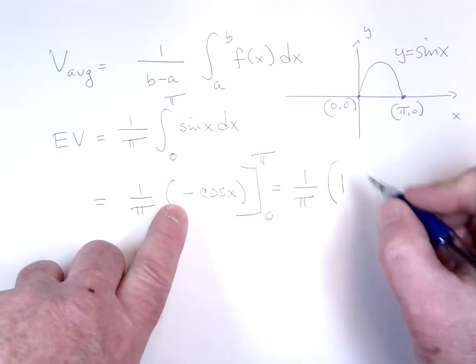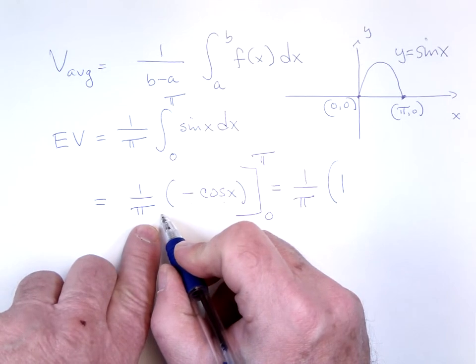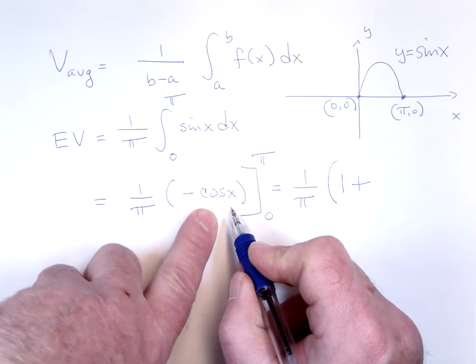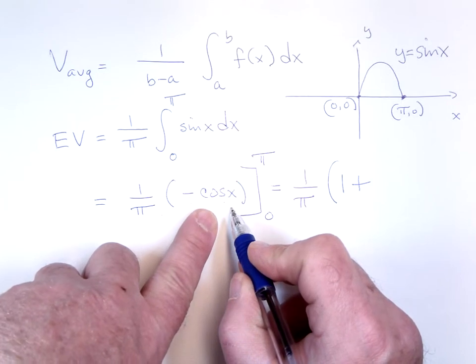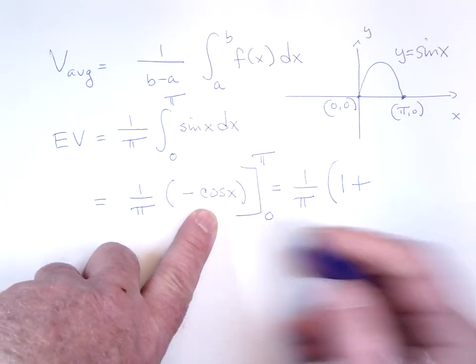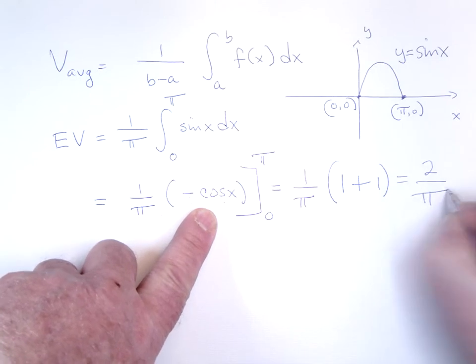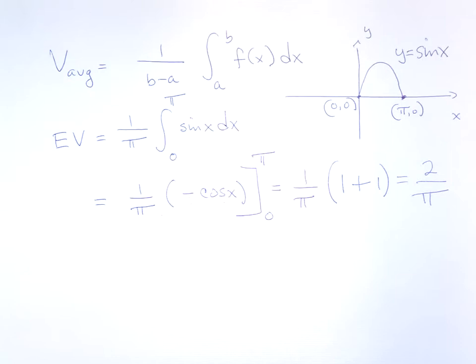Minus, plus, cosine of 0. What's the cosine of 0? Cosine of 0 is 0? No, it's 1. We get 2 over pi. And in circuits, 2 over pi is called the effective voltage of an alternating current. Okay? 2 over pi, whatever number that comes out to be. So that's one application of that average value.